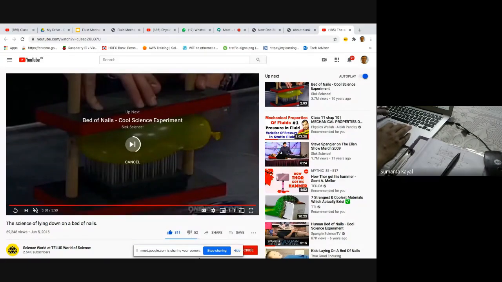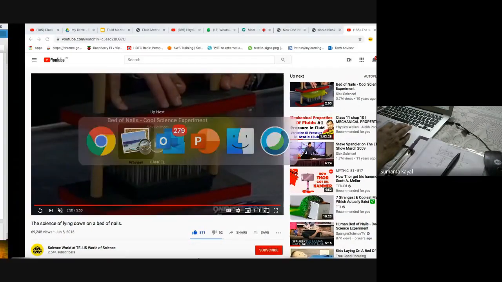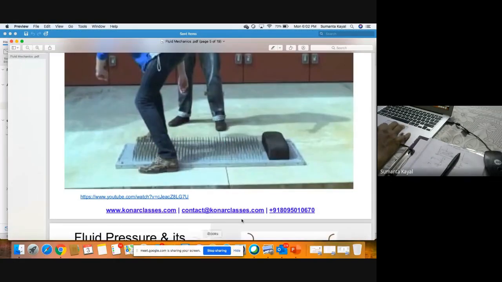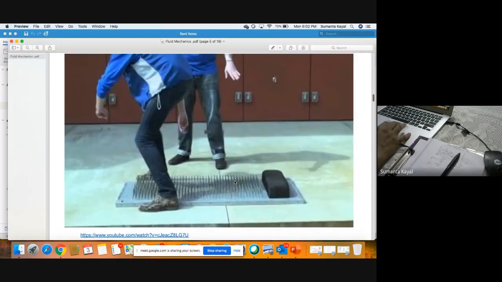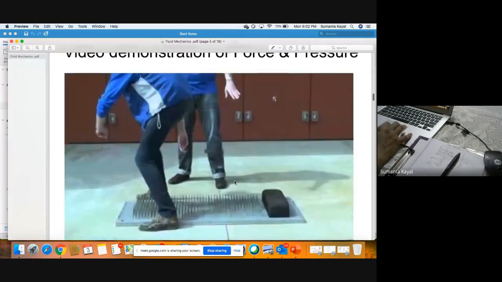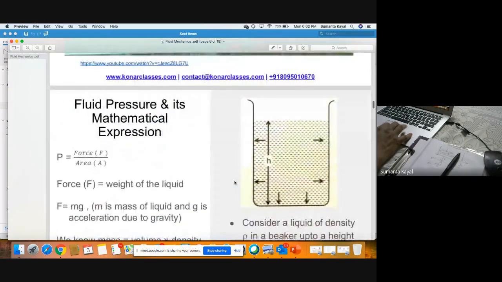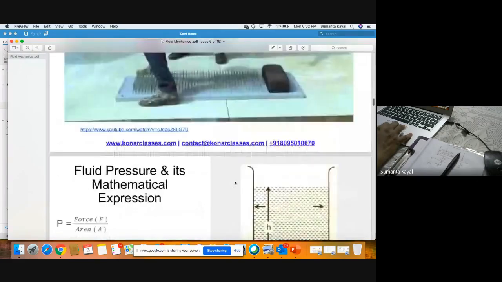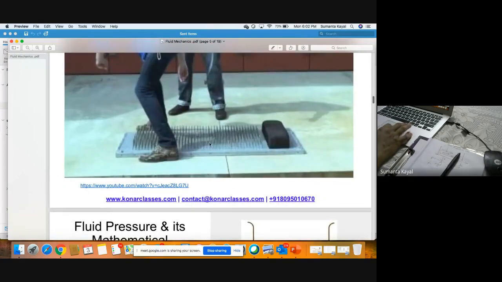Now I'll move back to our slide. Any question or any thought, any idea about what we have shown in the demo, before I move on to the next slide? So this is the nail bed, and you see the amount of pressure.